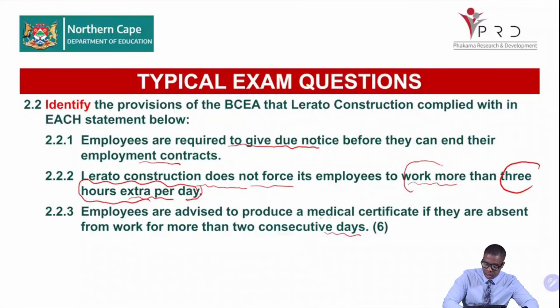So if an employee is absent for more than 2 consecutive days, they should supply a medical certificate. So these are the 3 provisions that are applicable, and the question is asking for provisions. So you need to know how to name and identify the provisions. So when you look into it, the first one, employees are required to give due notice before they can end the employment contract. We call this termination of employment contract.